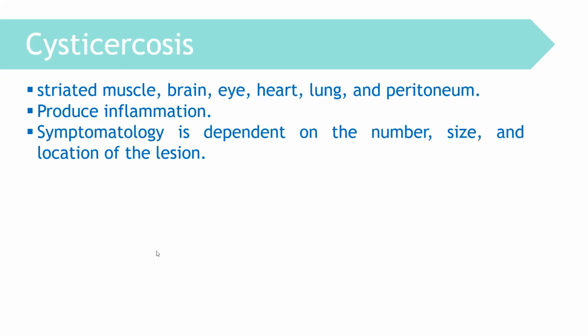How about cysticercosis? Cysticercosis is the involvement of the muscle, brain, heart, lung, and peritoneum, which is capable of producing inflammation. Thus, the symptomatology is dependent on the number of the parasites and, of course, the location of the parasite.